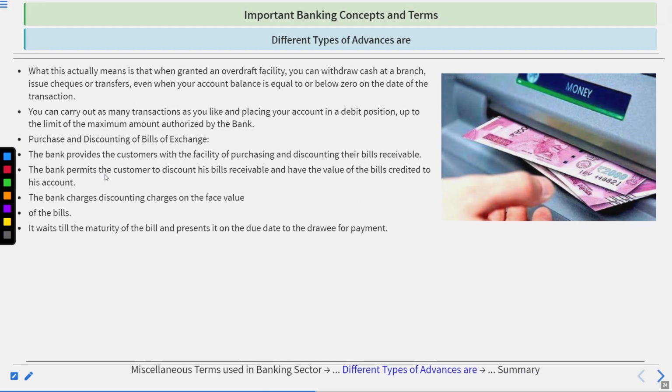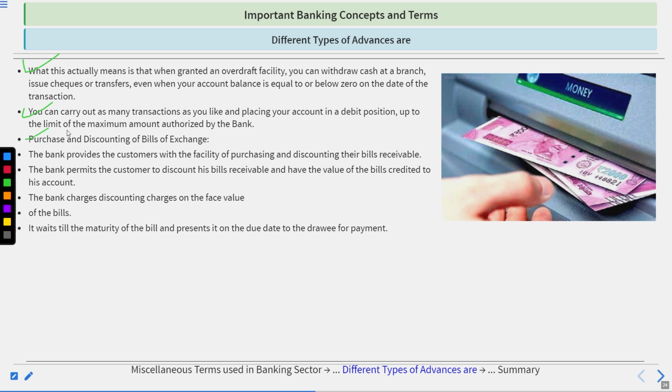What this actually means is when granted an overdraft facility, you could withdraw cash at a branch, issue checks or transfer, even when your account balance is equal to or below zero on the date of transaction. You could carry out as many transactions as you like, placing your account in a debit position up to the limit of the maximum amount that is authorized by the bank.